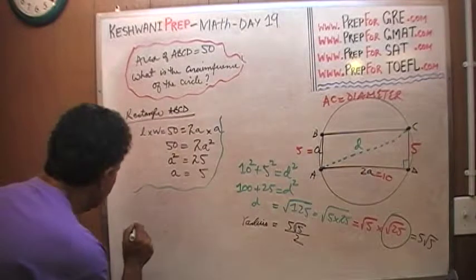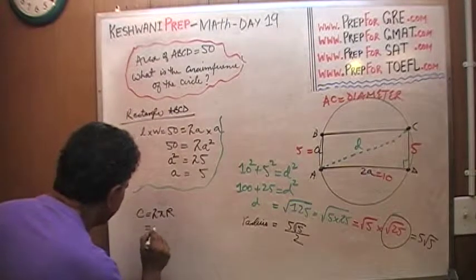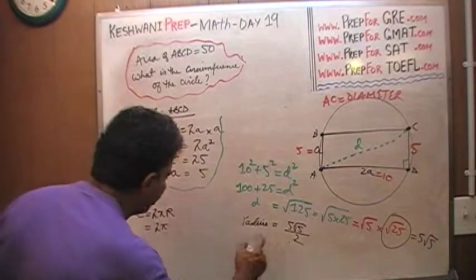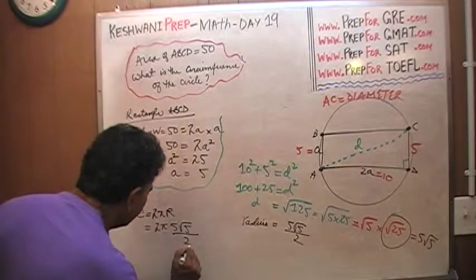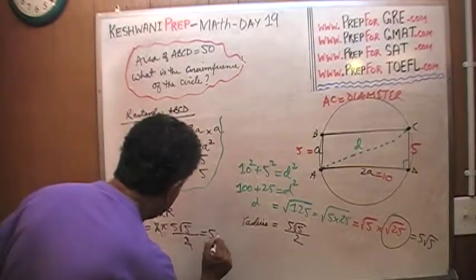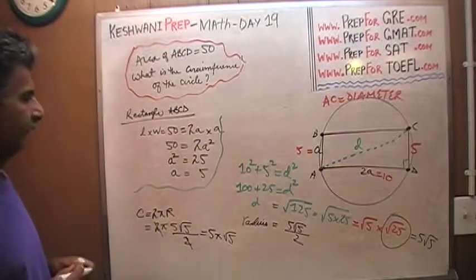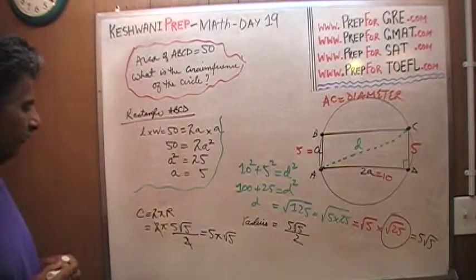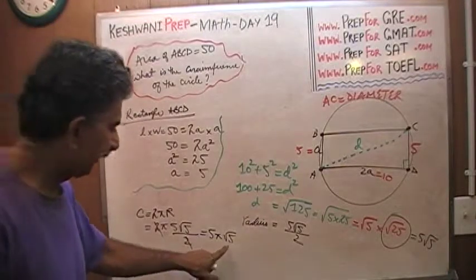And circumference we know is 2 pi r. 2 times pi times r, which is 5 times root 5 over 2, and this 2 will cancel out. And we end up with 5 pi times root 5. That's it. That was the answer. The question simply was, what was the circumference? And the answer is 5 pi times root 5.